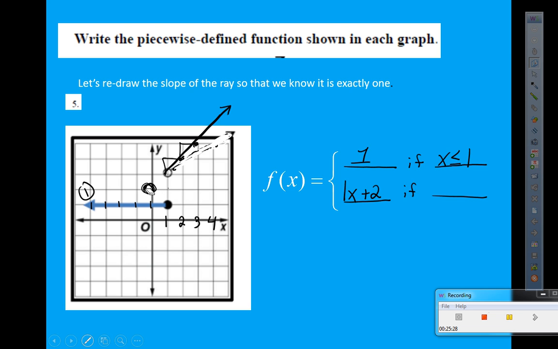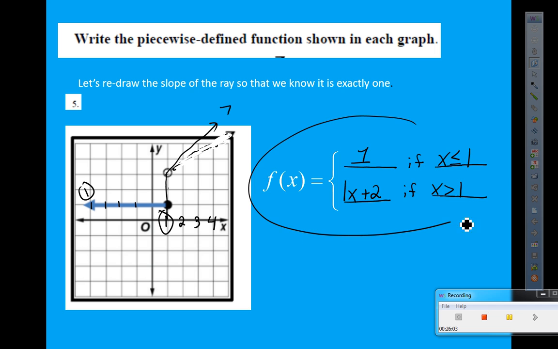But you can come back and say, but Mr. Harris, it doesn't hit the y-axis. And you're right. So that's where we tell it here. Look at this point right here. Look down here at what x value I'm using. I'm using an x value of 1. It's got an open dot, so I'm going to say if x is greater than 1. So there's my answer. So it's kind of going backwards.